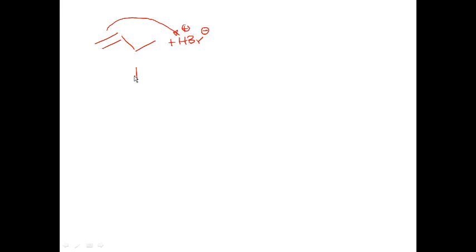So Markovnikov's rule would say I'm going to add the hydrogen to the carbon with the most hydrogens, and the bromine to the carbon that's most substituted. So I'd end up with the H there, and then that would leave a carbocation here. And the Br minus would just come in.